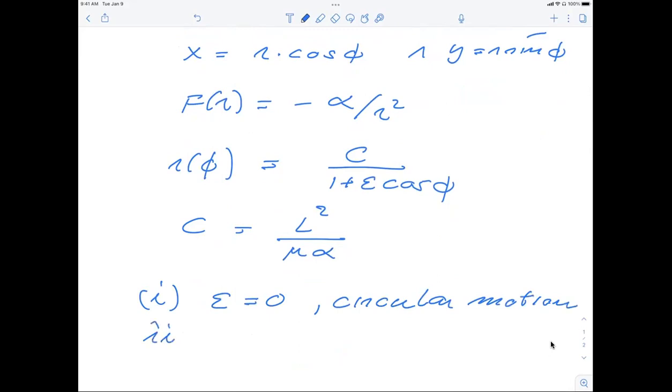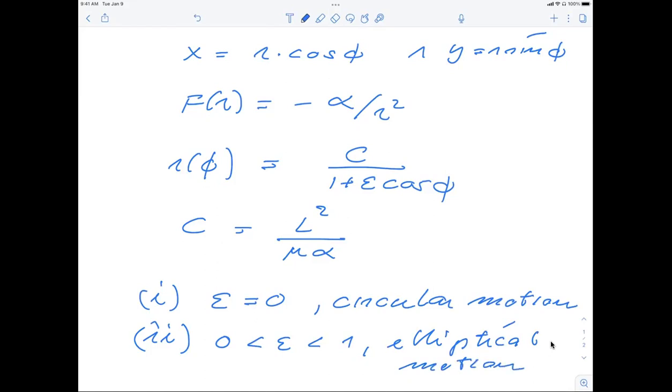When we then looked at the case when epsilon is larger than 0 but less than 1, we ended up with an elliptical motion. And the topic which we are going to deal with today is to link these types of motions with the energy of the system. So let's try to do that.